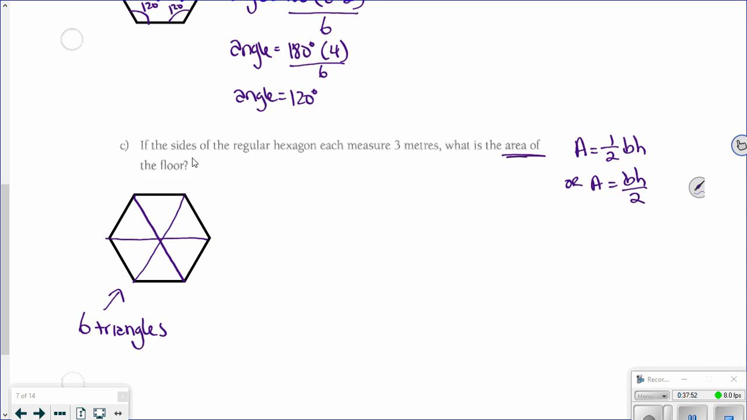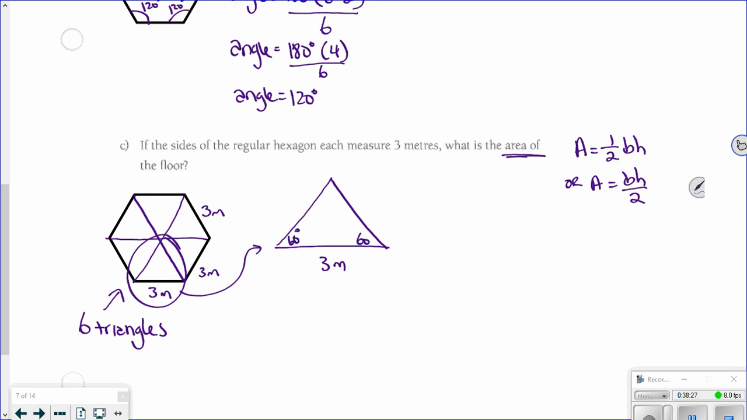So when I look specifically at my triangles, I'm told in the question that the sides of the regular hexagon each measure 3 meters. So this is 3 meters, 3 meters, 3 meters all the way around. Which means, if I'm talking about the bottom triangle of my hexagon, I know that that bottom side is 3 meters. From what I did in previous questions, I also know that this is 60 degrees and this is 60 degrees.